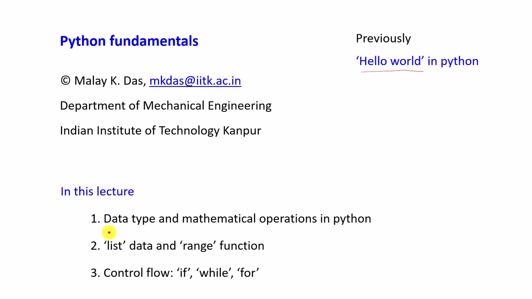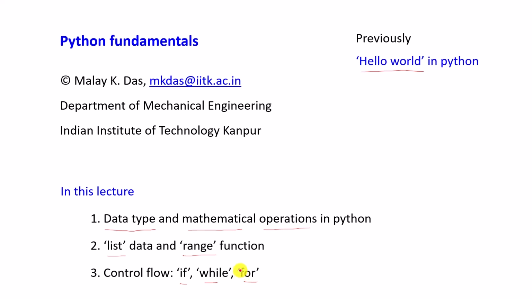We'll discuss different data types in Python. In the last lecture, we have seen only the string data type. In this lecture, we'll see a few more data types and some mathematical operations and data structures with Python. Then we'll particularly look at the list type of data structure and the range function, which will be a useful function for us. For a program to flow properly, we need certain tools such as if block, while, or for loops. We'll discuss that in this lecture.